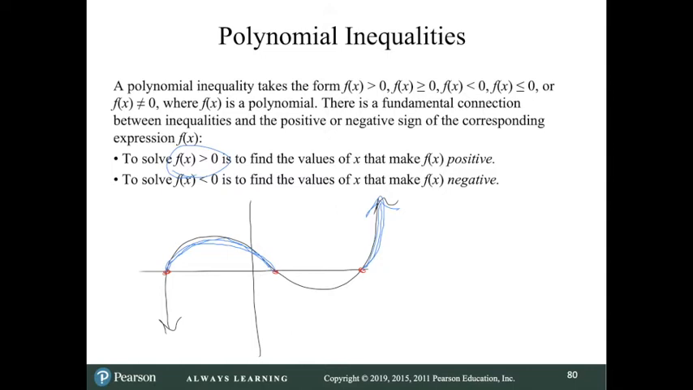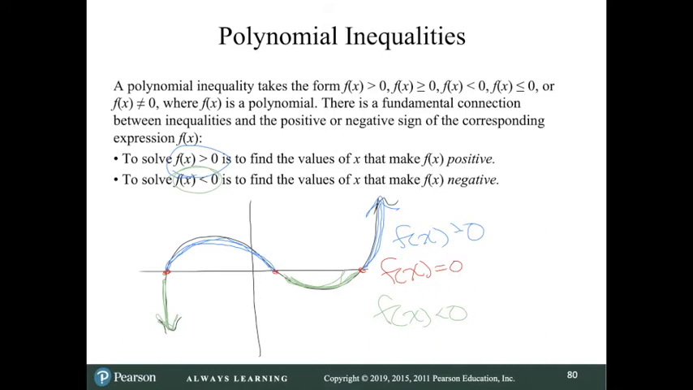And then we'll also look at when f of x is negative, or when our y values are below the x-axis. So this is where f of x would be negative or less than 0. The red would be f of x equal to 0. And the blue would be our function values, or our y values, greater than 0.